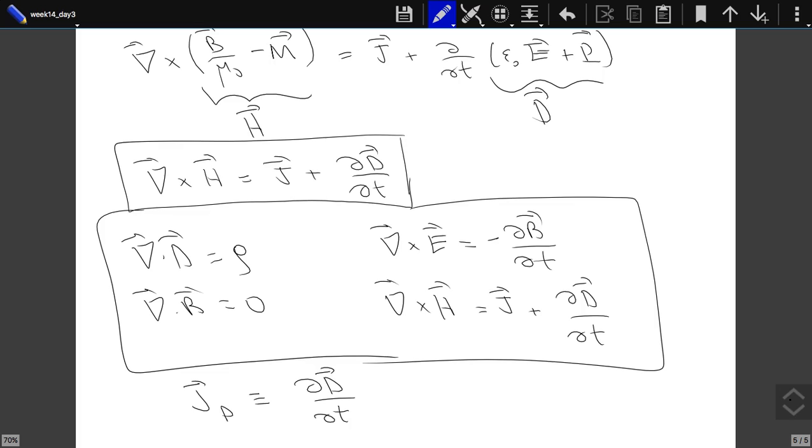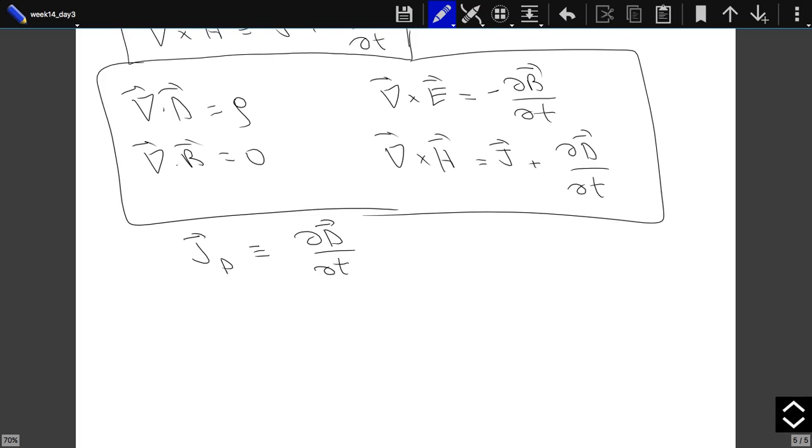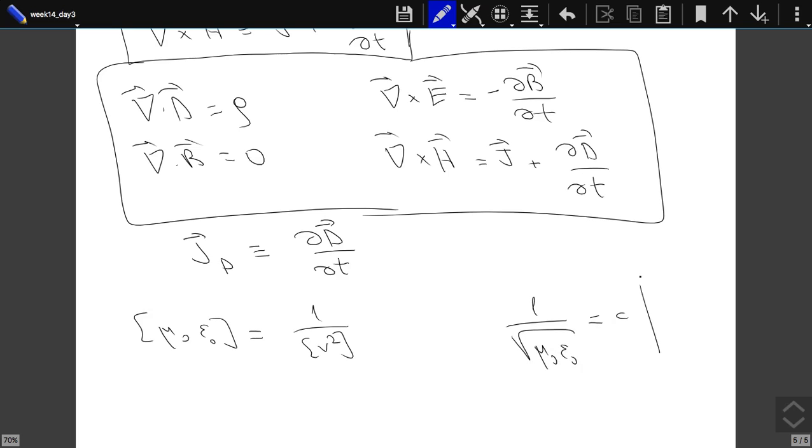And we will see that if you solved that problem in your midterm, if you calculated the unit of mu 0 epsilon 0, the unit is 1 over velocity squared. So 1 over the square root of mu 0 epsilon 0 is basically the speed of light in vacuum. Then we will study how light behaves in medium. So these are our equations.